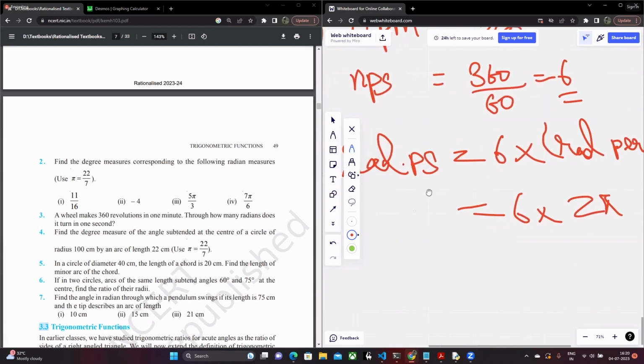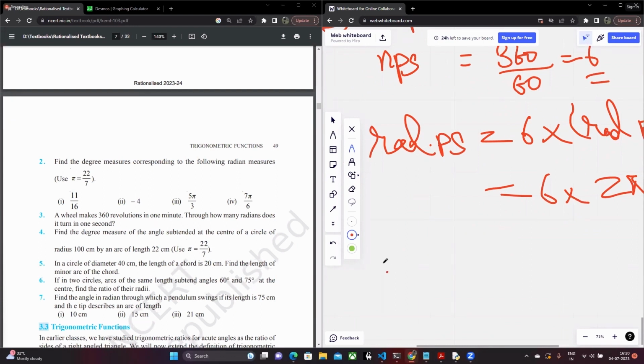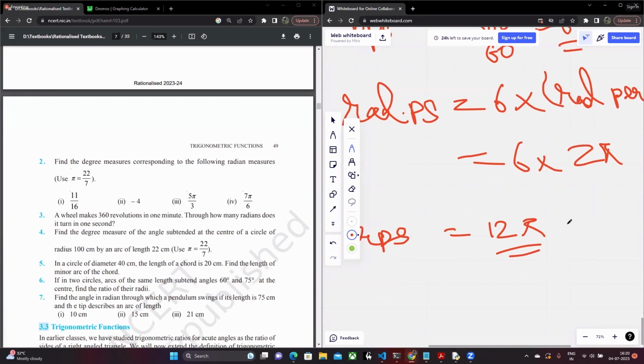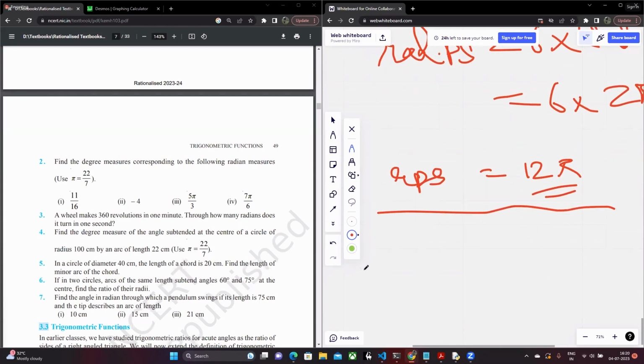So the radians per second over here, what they've asked, is basically 6 into 2 pi. That is going to be 12 pi. If you want, you can convert this pi into decimals and say that this is going to be 36 point something. But leave it as 12 pi. This is better looking and better to write, and it's easier for the examiner to see, instead of converting to decimals and them checking your maths. Don't do that.